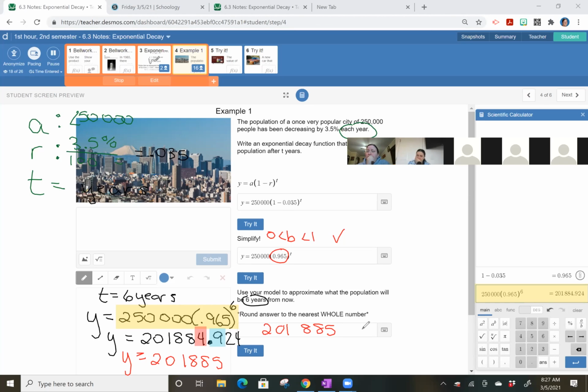It's bigger. Bigger? We started with 250, and now we're at 201. It's smaller. Actually smaller. Remember, the population is decreasing. So it started with 250, and now it's going to 200. Decreasing, yes. So that's a way that you can double check as well.